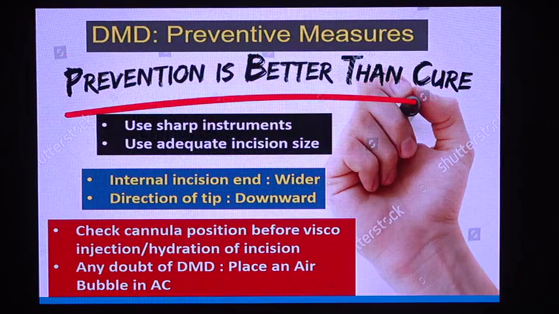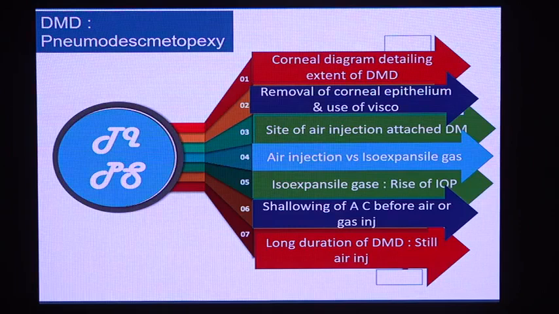In the end, I would like to say that prevention is always better than cure. Use sharp instruments, use adequate incision size and shape. Incision should be wider at the inner end. Direction of the tip, phaco tip or any cannula should be downward. Check the cannula position before visco injection. Any doubt, DMD, please place an air bubble. You will always see sometimes a small Descemet's membrane detachment at the site of incision. So it's always better to avoid its enlargement and put an air bubble.